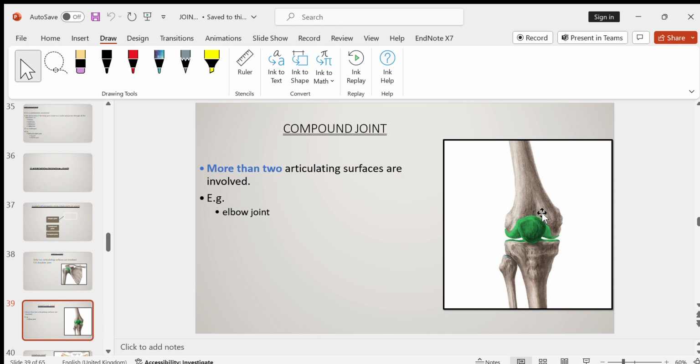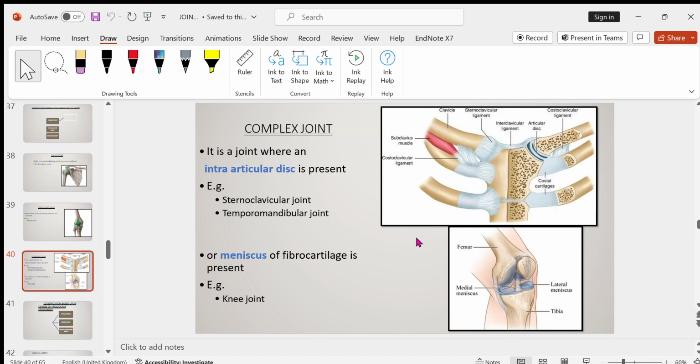What happens in the elbow joint? The lower end of the humerus articulates with the radius and the ulna. The third variety is the complex joint. What happens in a complex joint?